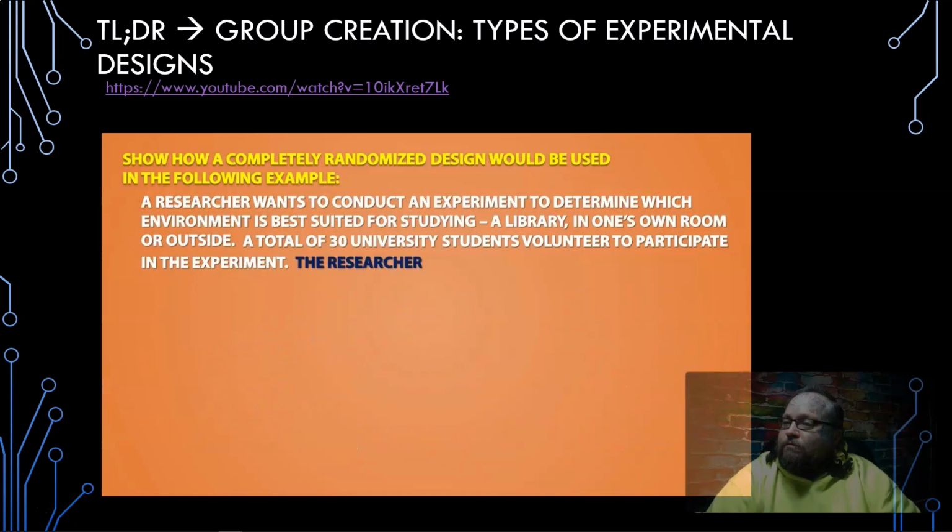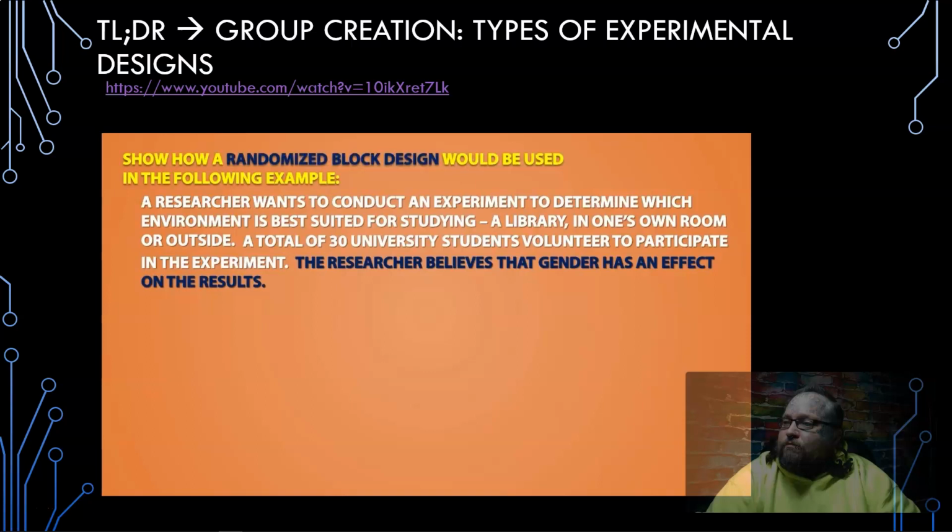Let's say that the researcher believes that gender has an effect on the results. In a case like this, we would use a randomized block design. A randomized block design doesn't immediately randomly assign experimental units to receive treatments.